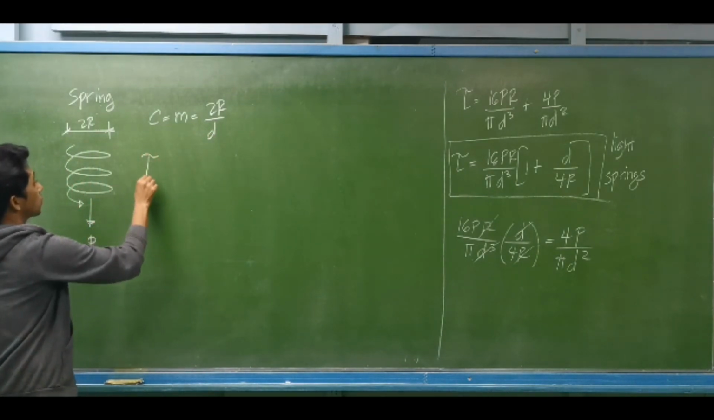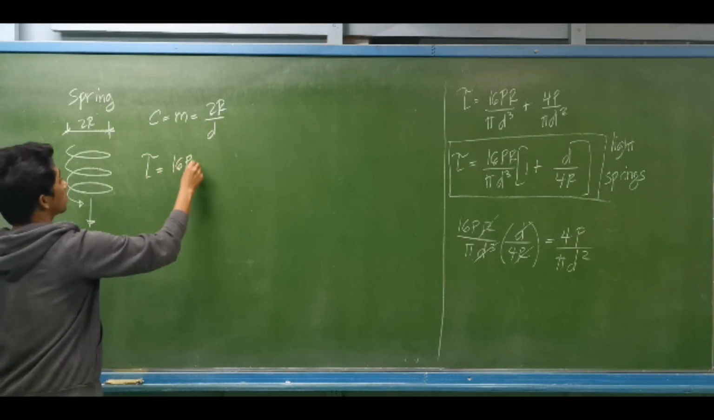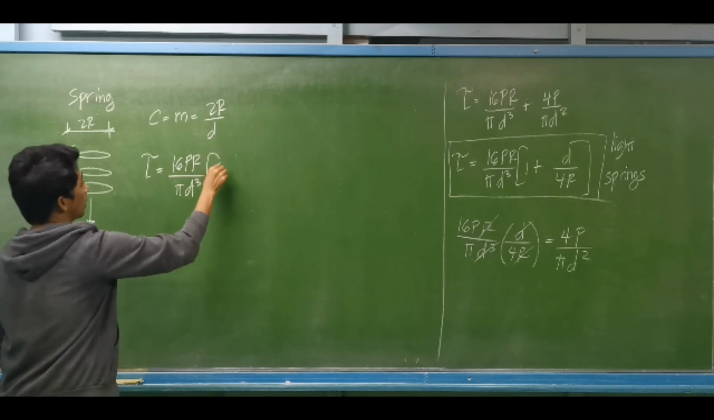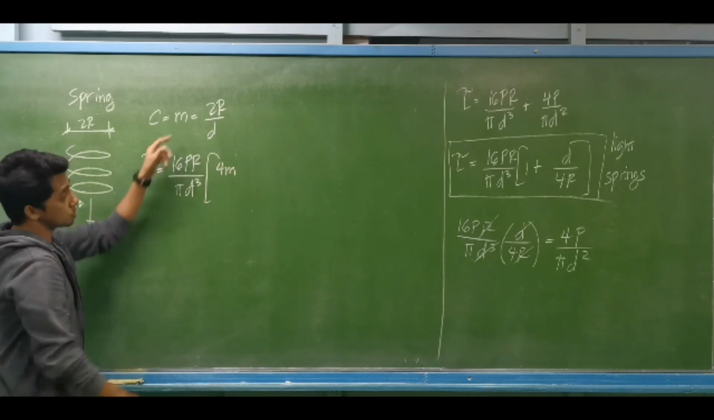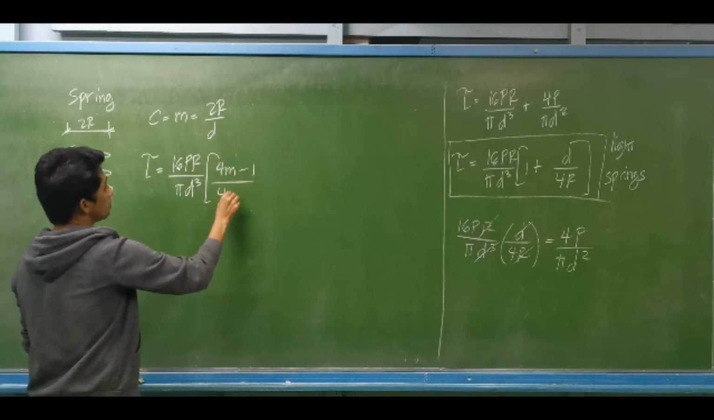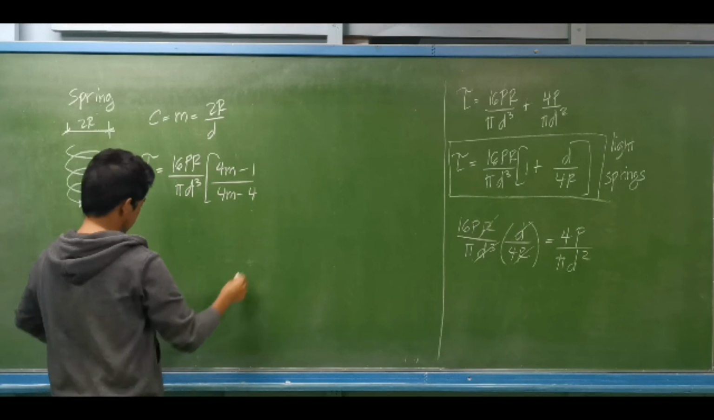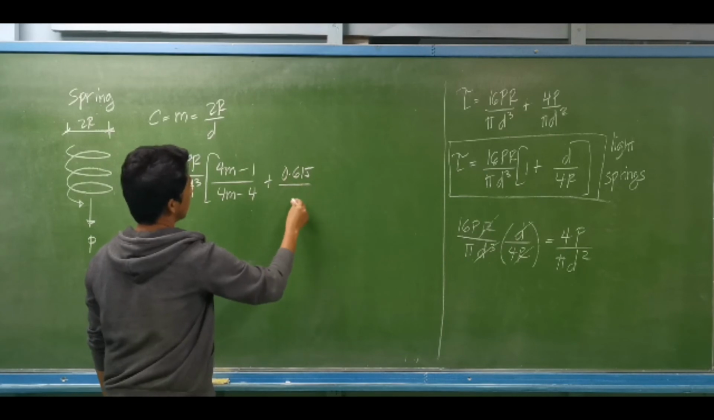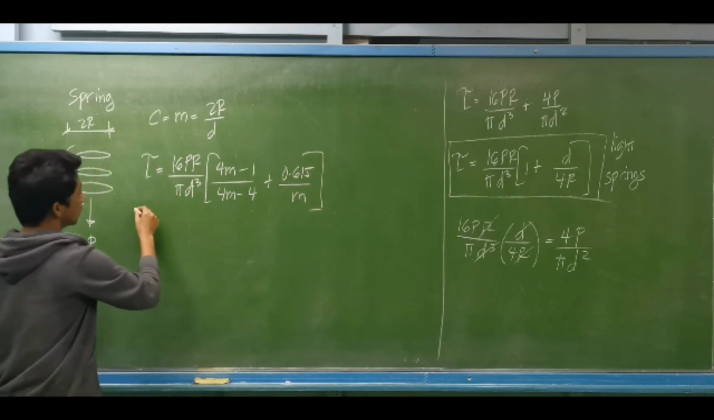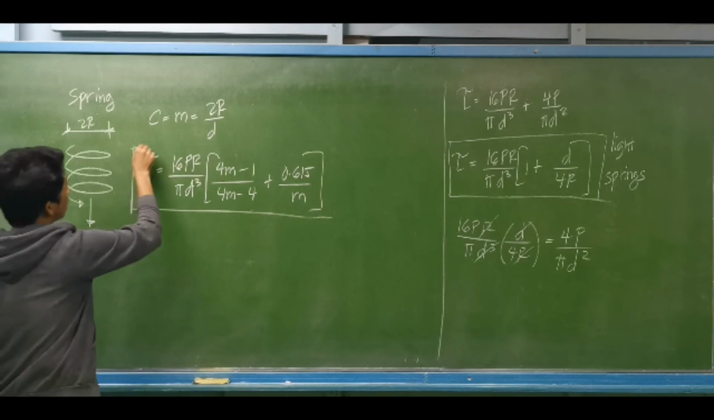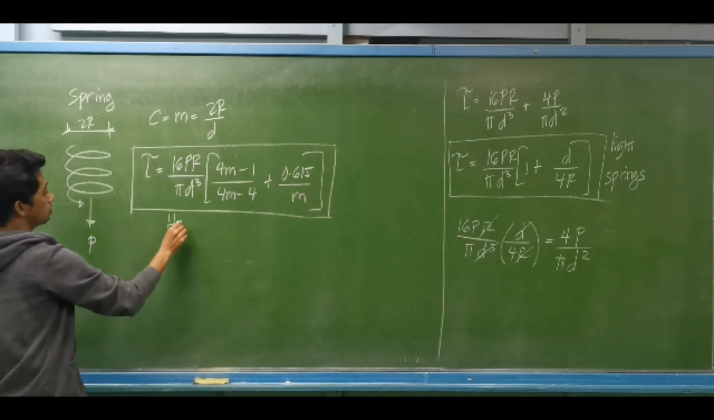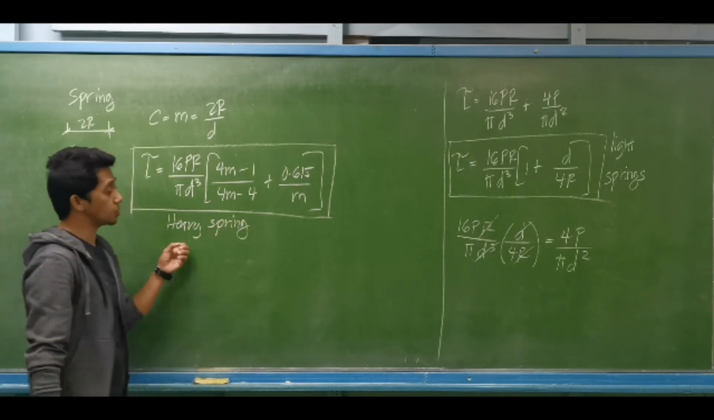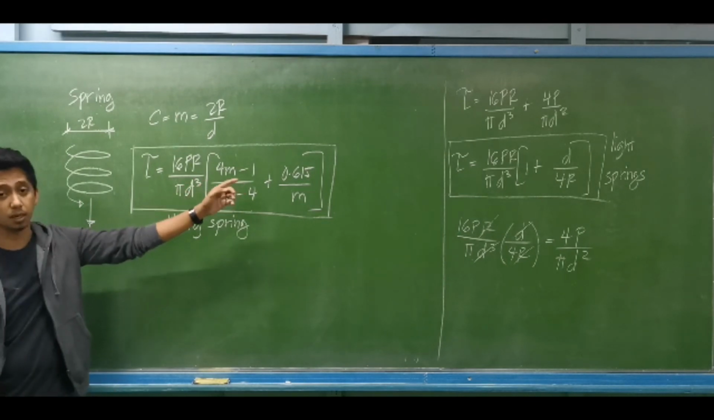So we will be having the shearing stress as 16P times the radius of the coil divided by pi, the diameter raised to 3. This is multiplied by 4 times the spring index minus 1 divided by 4 times m minus 4, plus 0.615 divided by the value of m. So this equation is applicable for heavy spring, and according to some references, more accurate compared to the other equation.